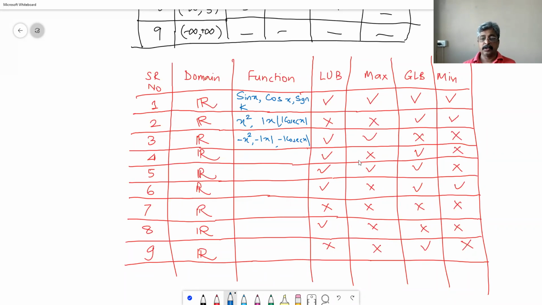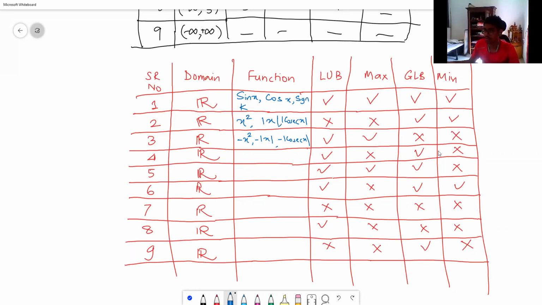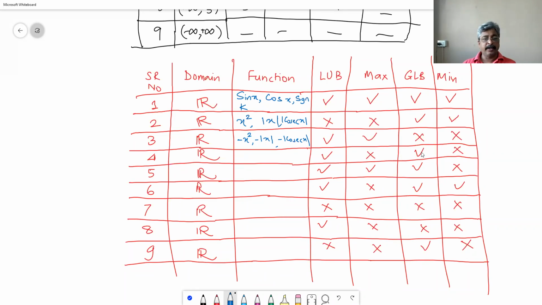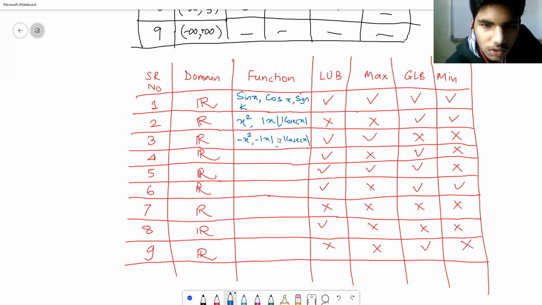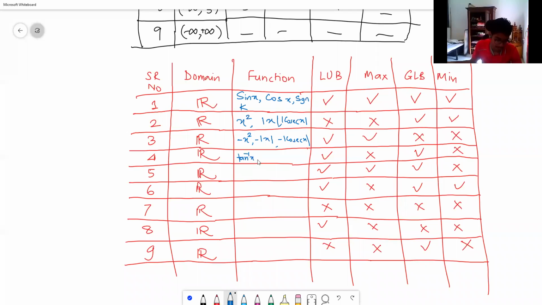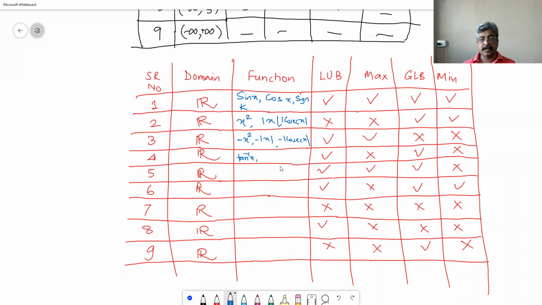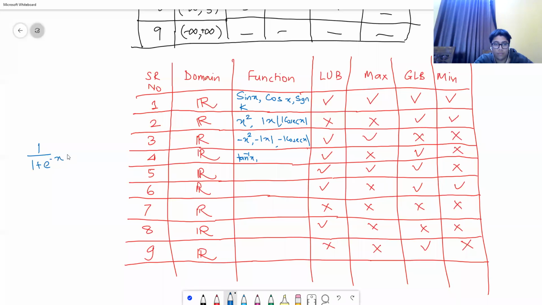Okay. Fourth, GLB and LUB, max not available, minimum not available. Sir, tan inverse x. Any other? Sir, 1 upon 1 plus e raised to minus x.